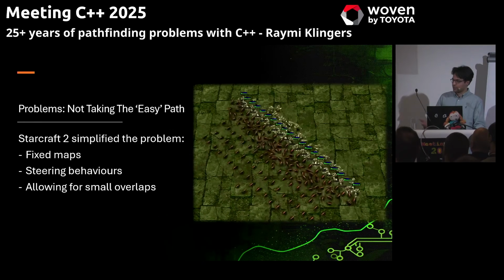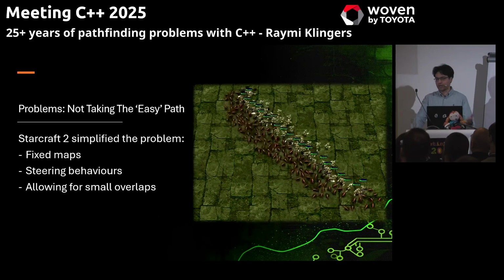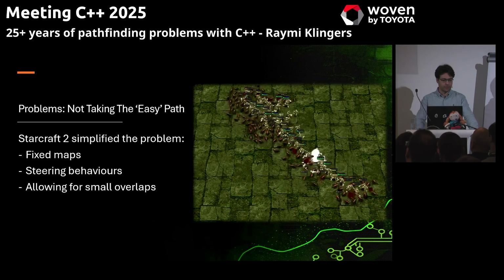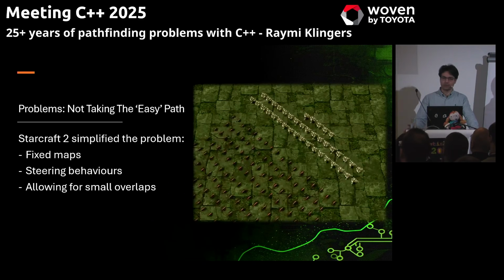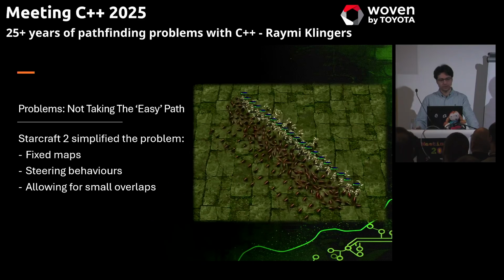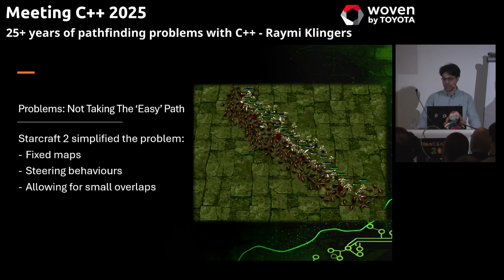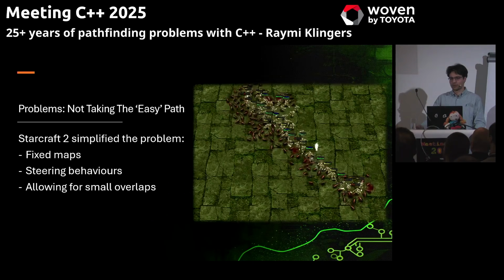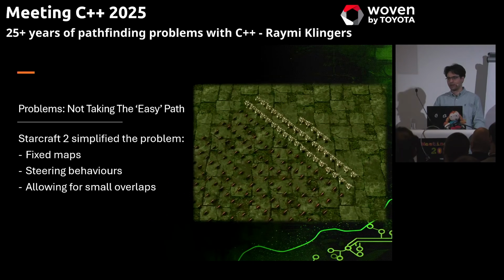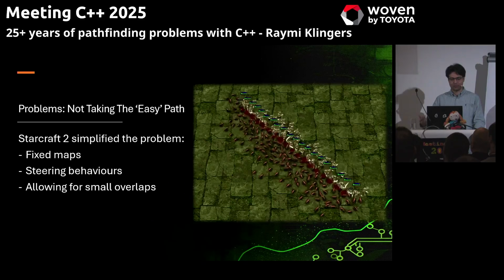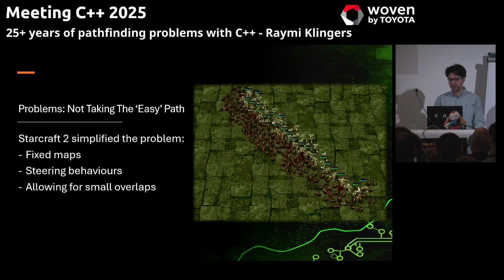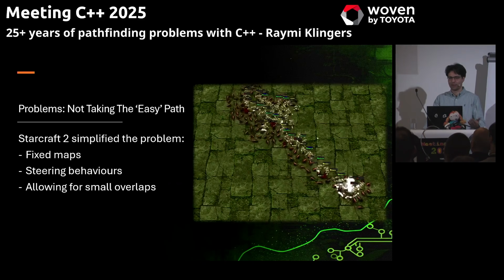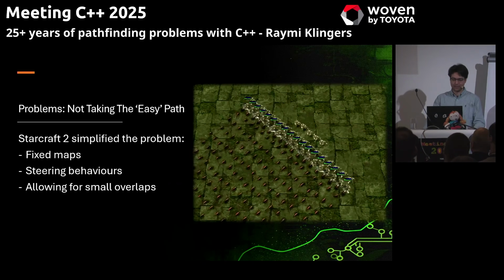Now, if we take StarCraft 2, for example, that is what we strive for, like, that's good pathfinding. Players are generally happy with that pathfinding. StarCraft 2 simplified the problem. They went for fixed maps, they went for steering behaviors, which I think is just a better approach to the problem. And they also allowed for small overlaps and units sliding past each other. And that feels a lot better. And it looks a bit better too, even though this example is not exactly the same example. It's a way more complex example. And it's handling it pretty well.